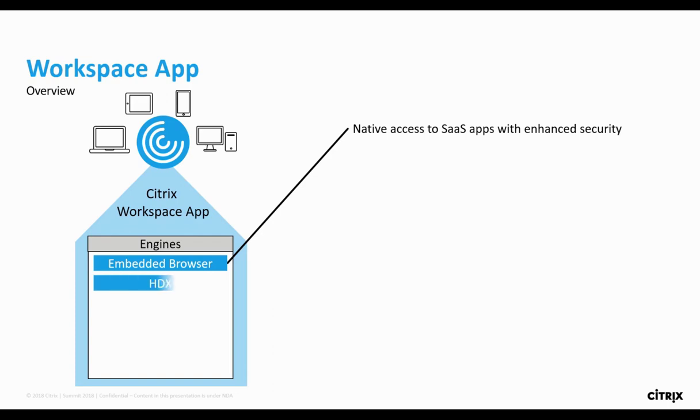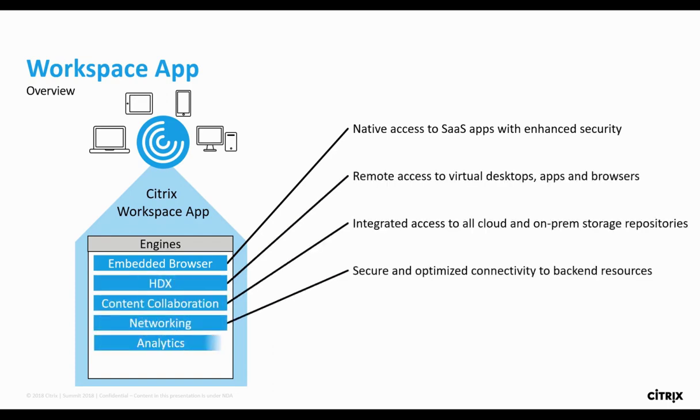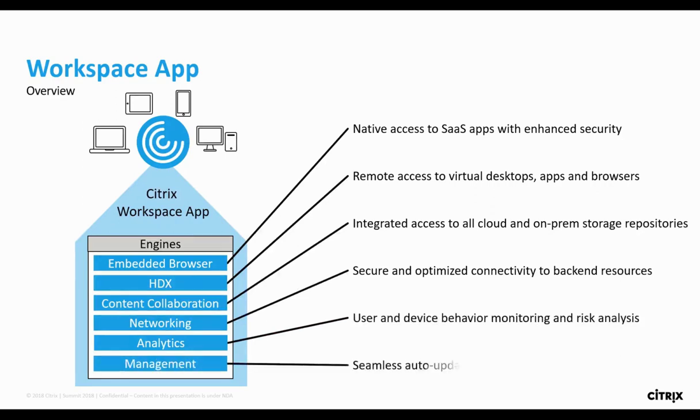Workspace App again runs on any platform, just like Receiver did, but it includes a whole host of engines that have different capabilities. One of the interesting ones, which we'll see a little bit later, is an embedded browser engine. This is going to give us access to SaaS and web applications. We're not going to launch a published app for every SaaS and web app that's out there. We want to try to give this native local experience to SaaS and web applications while still giving better security than you would with a local traditional browser of Firefox, Chrome, Edge, IE.